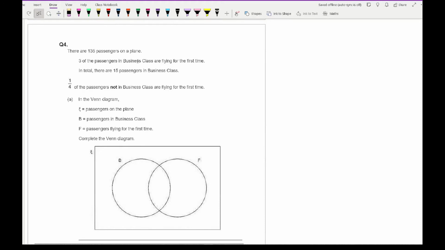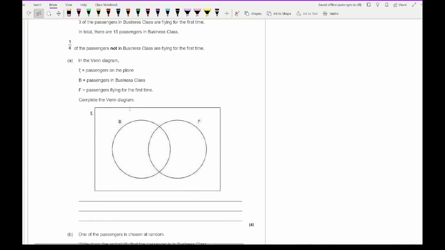3 of the passengers in business class are flying for the first time. In total, there are 15 passengers in business class. A quarter of the passengers not in business class are flying for the first time. In the Venn diagram, we then just need to complete it.